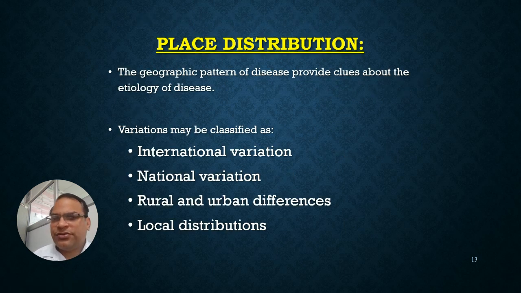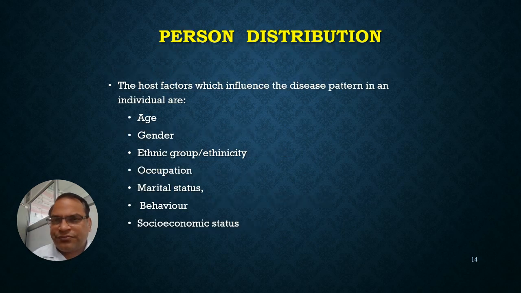Coming to place distribution, the geographic pattern of disease provides clues about the etiology of disease. The variations may be classified as international variation, national variation, rural and urban differences, and the local distribution. Coming to person distribution, the host factors which influence the disease pattern in an individual are age, gender, ethnic groups, occupation, marital status, behavior, and socioeconomic status.